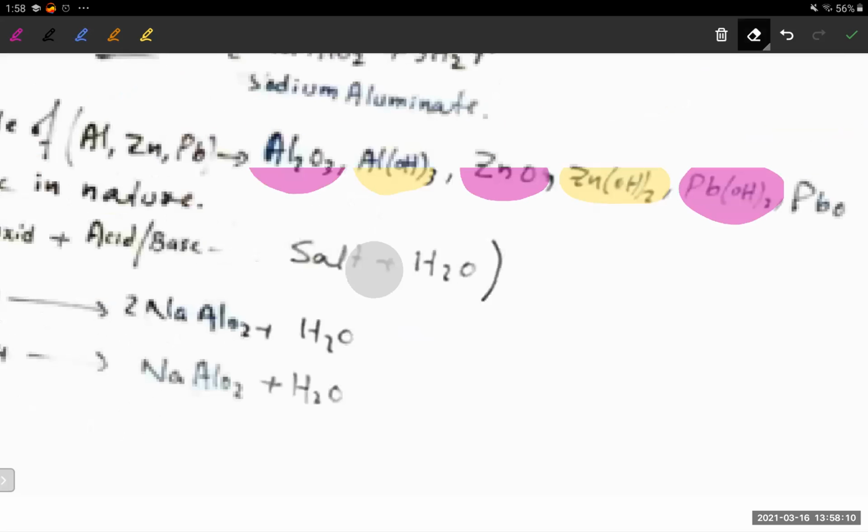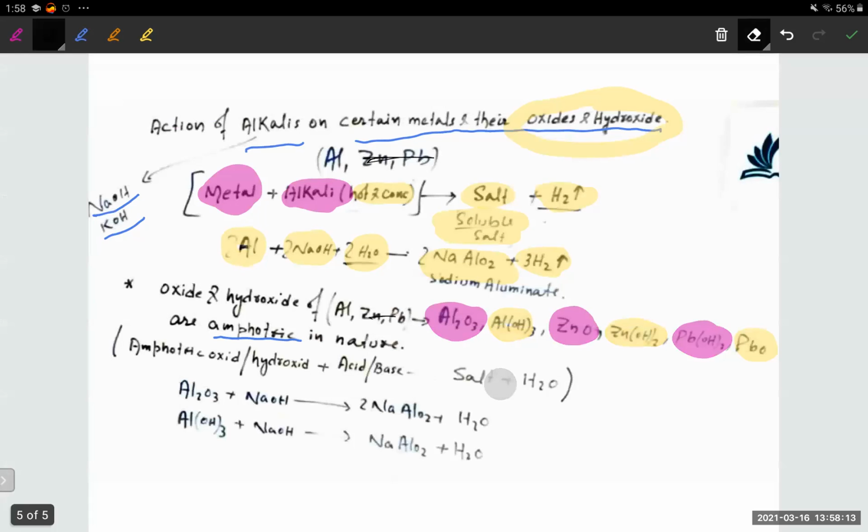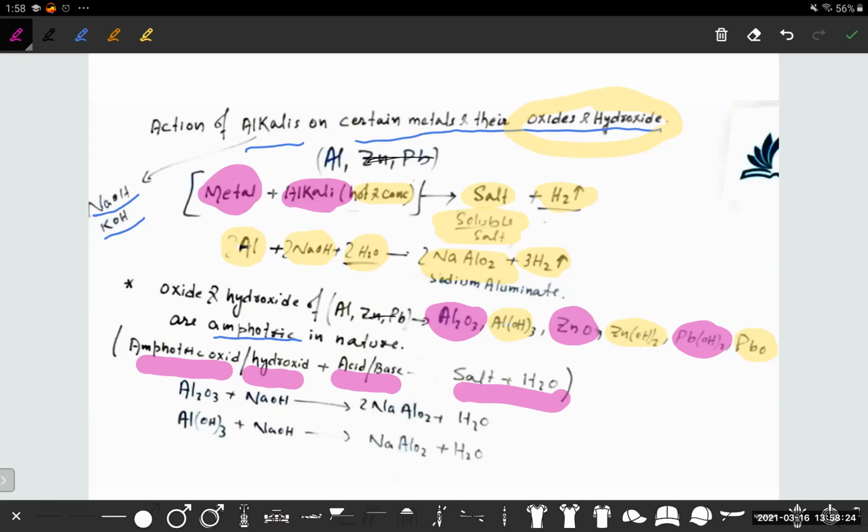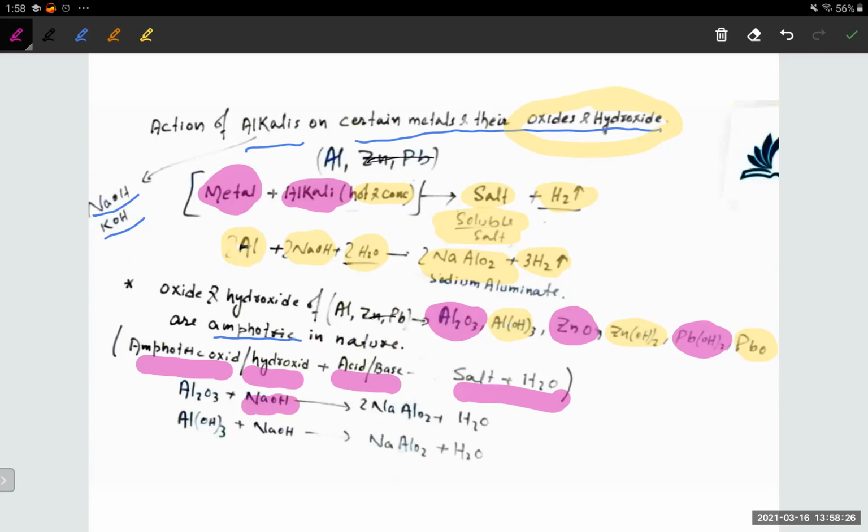So that's what I've written here, that when we react an amphoteric oxide or hydroxide with acid or base, we get salt and water. Okay, let's take the example of aluminium. Aluminium oxide is Al2O3. We react it with the base. What will happen? We get sodium aluminate plus water. A salt and water, but please don't confuse it with a neutralization reaction, because it's not an acid reacting with the base. It's an amphoteric oxide or amphoteric hydroxide. It's not a neutralization reaction.